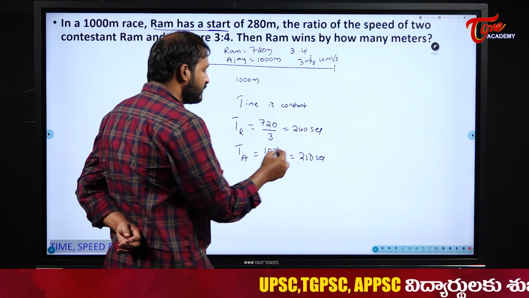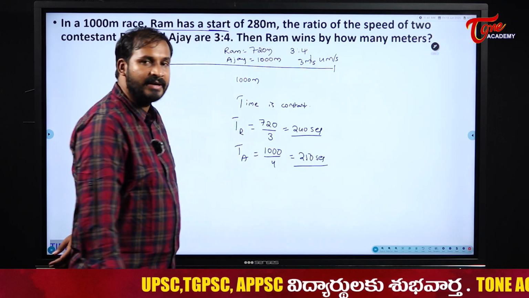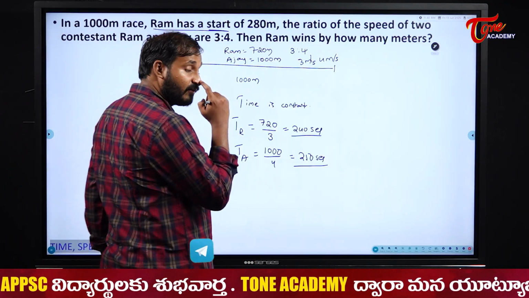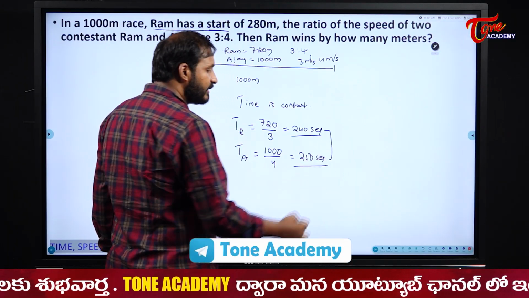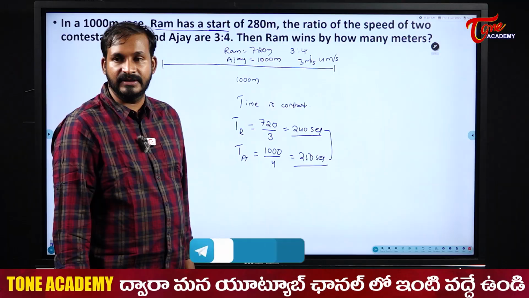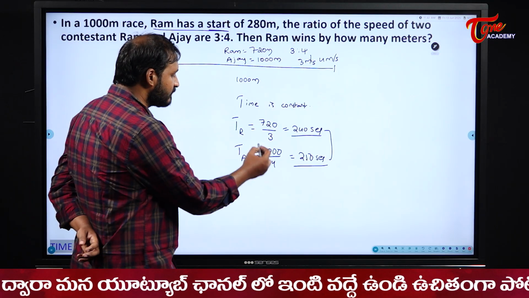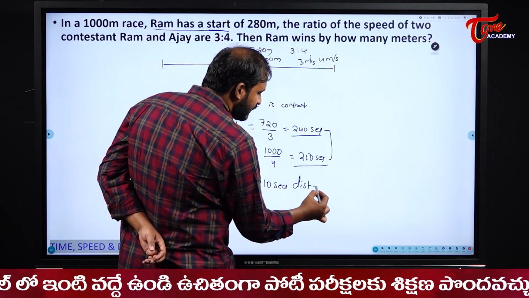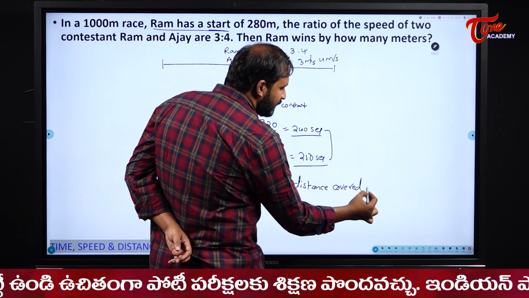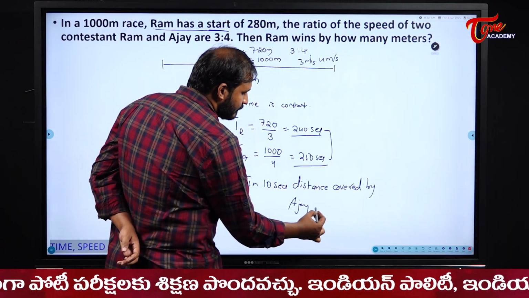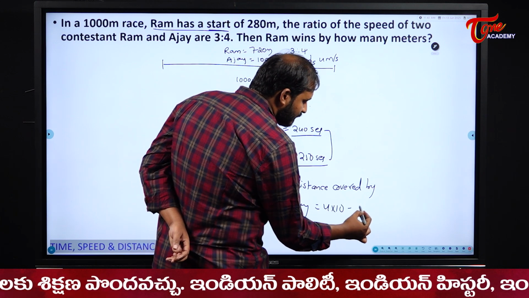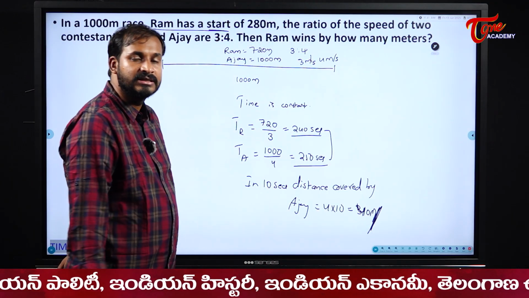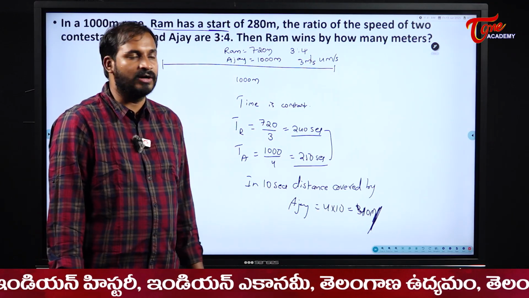So, in 240 seconds, what is the distance covered by Ajay? Not 250, why? What is the time difference between them? 10 seconds. That means, in 10 seconds, what distance is covered by Ajay? 4 into 10, his speed, so the distance will become 40 meters. That means Ram will beat Ajay by 40 meters.